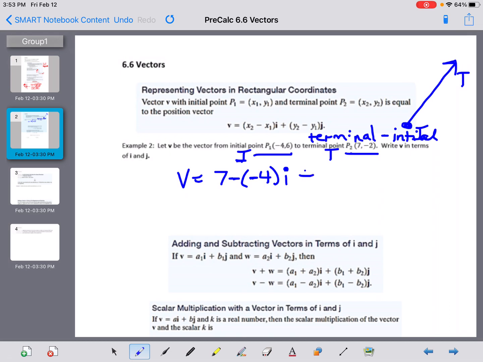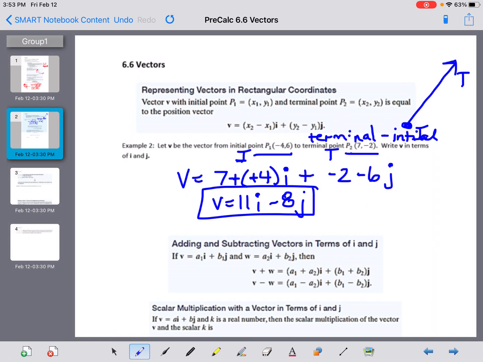And then plus, I'm going to take my -2, that's my vertical movement, minus my 6 where I was at for my j. So I get 11i plus, and I guess I don't need the plus, right? I can just go straight to -8j. There's the vector, that's how much I moved.